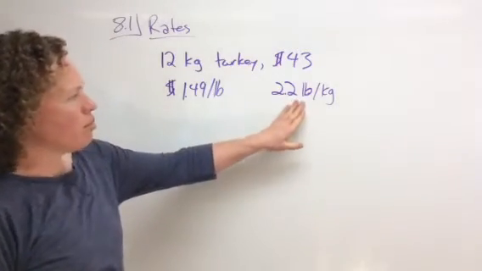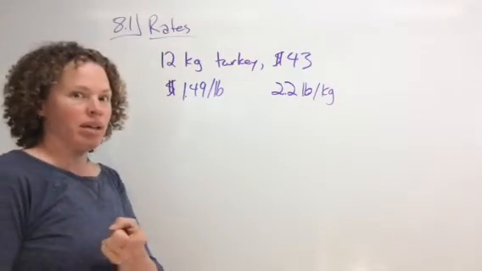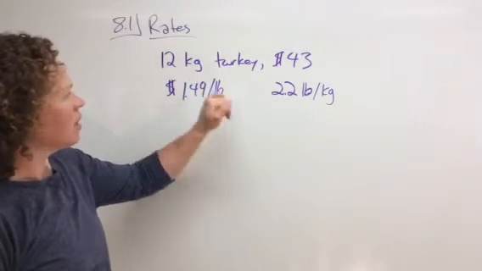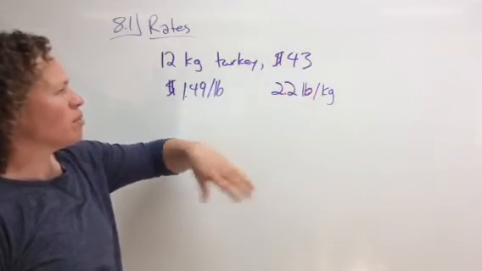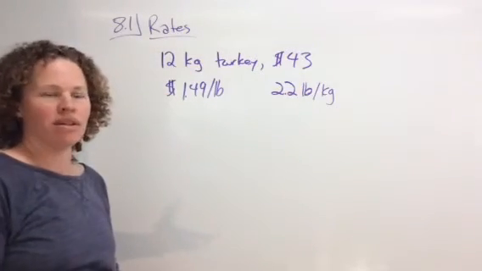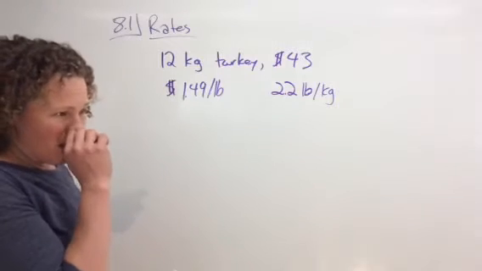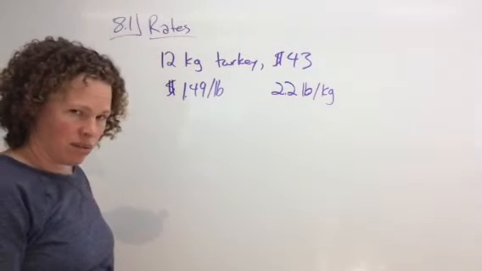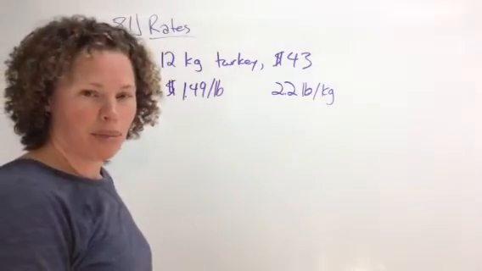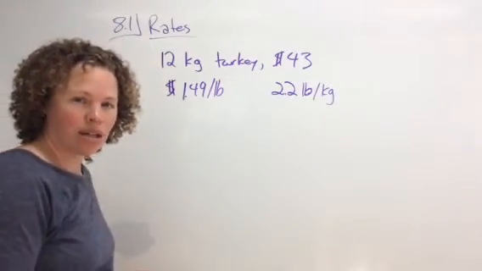I have 2.2 pounds per kilogram, another rate. This one gives me 12 kilograms and it's $43, but I could still write it as $43 per 12 kilograms, and that's still going to be a rate. So what I'm looking for here is the units. I'm going to watch the units and see how they work out, and I'm going to use them to make my plans for what I'm going to do mathematically.